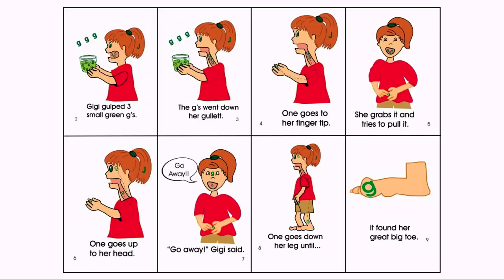So this is the little story. Gigi gulped 3 small green G's. So I've got my character, Gigi, and one day she has this drink and she decides to gulp these G's. So we can talk about Gigi and we can talk about what is she doing and what seems to be in the cup and what color is it. And then we can look at the print and we can start talking about G's.